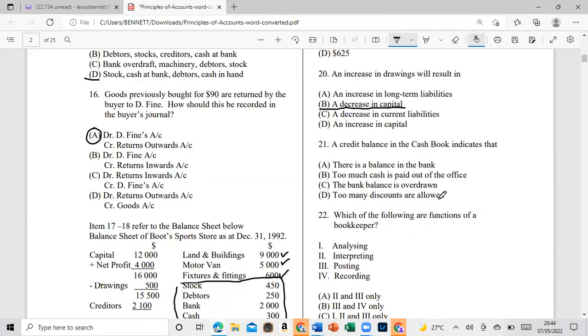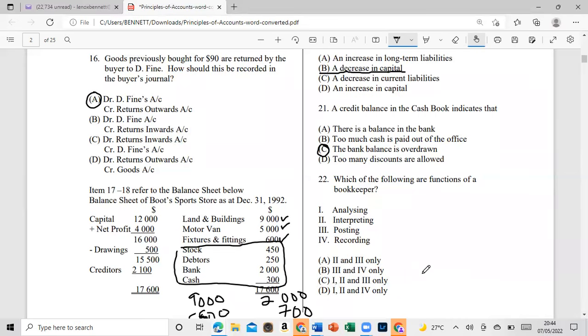All right, a credit balance in the cash book indicates that credit balance. So remember I said to think of debit as asset, credit as the opposite. So you don't want to have that in your cash book. Is there a balance in the bank? No. Too much cash is paid out of the office? No. The bank balance is overdrawn. I think that's it. Too many discounts are allowed. All right, so that's definitely C. Let's move on to 22.